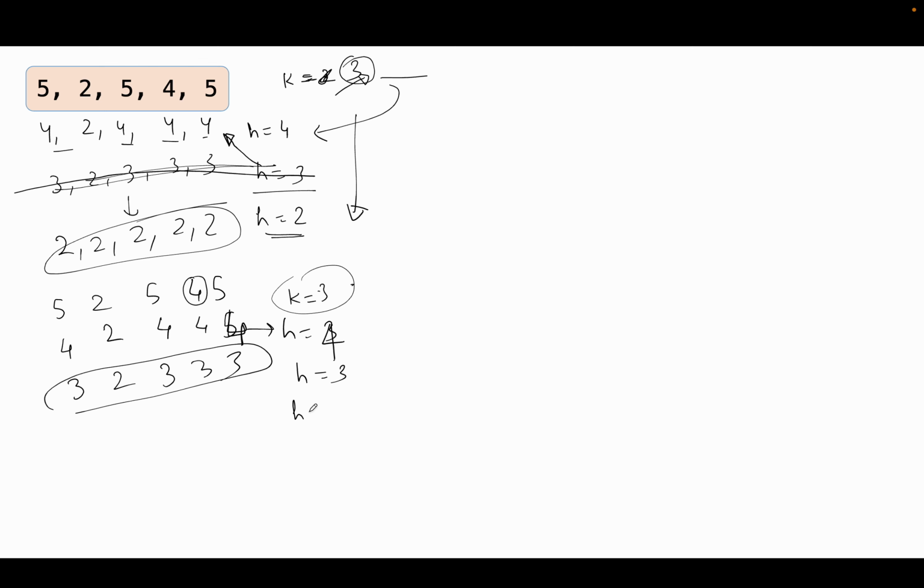So we will take h equal to 2. So all the values will become 2, 2, 2, 2, 2, 2, 2. So all the values are never becoming equal to k, that is 3. So in this case, we will return -1. So how do we solve it?